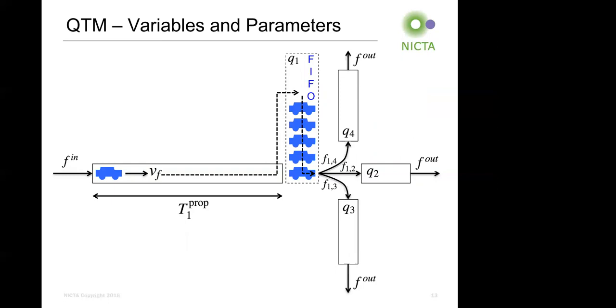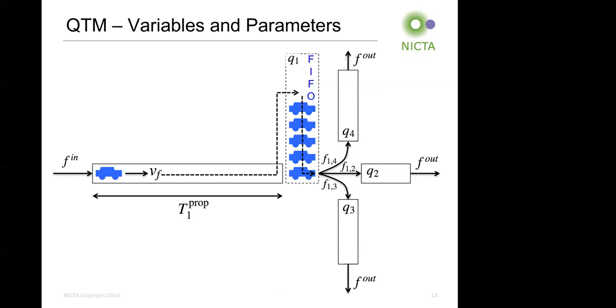I guess the assumption is that we're not really interested in the dynamics along the length of the link, only at either end of it. So we don't really need to know exactly the density at every point along the link. We just need to know when traffic is arriving at the end of the link, and the rate of outflow from the link.